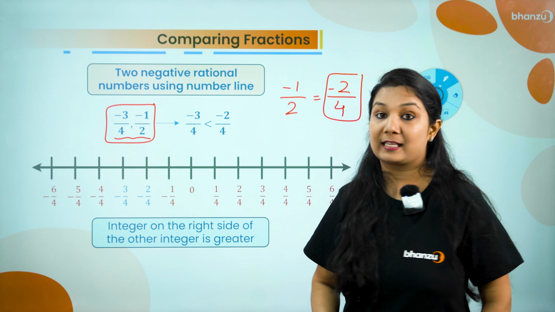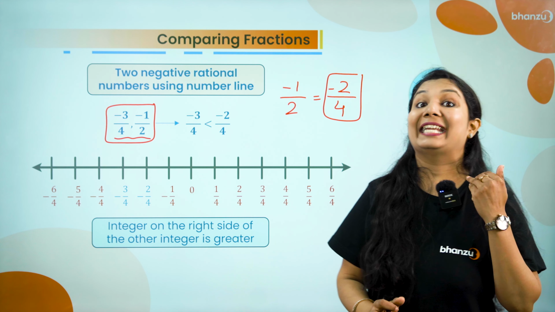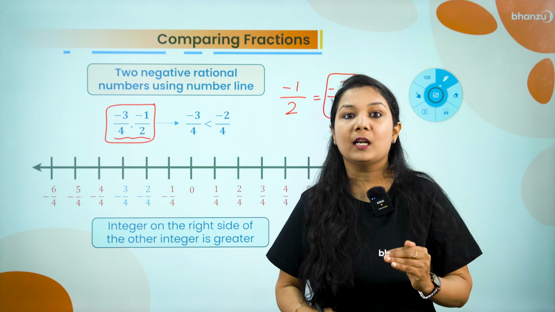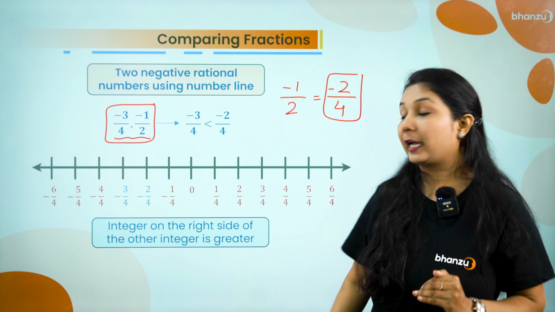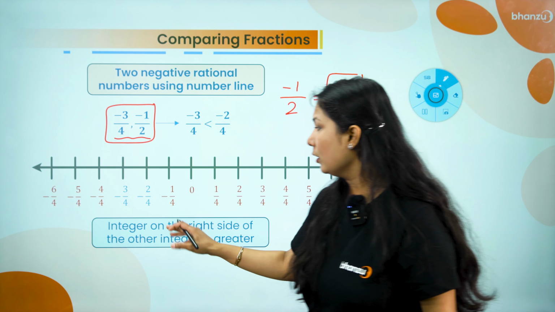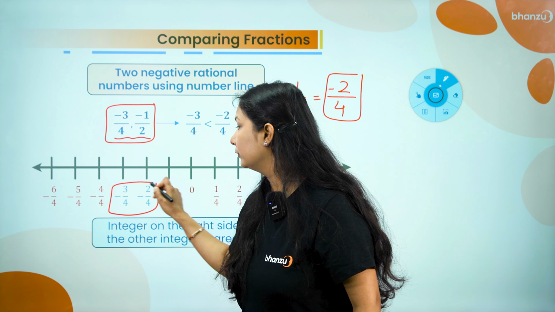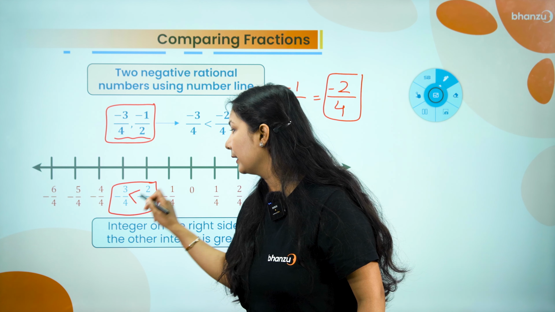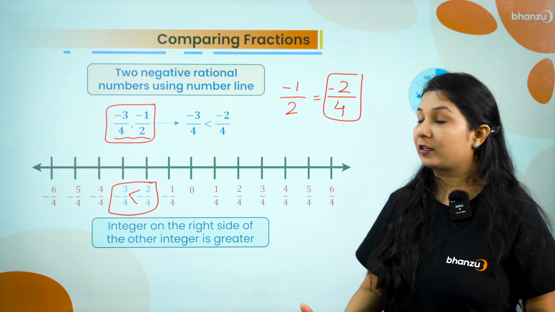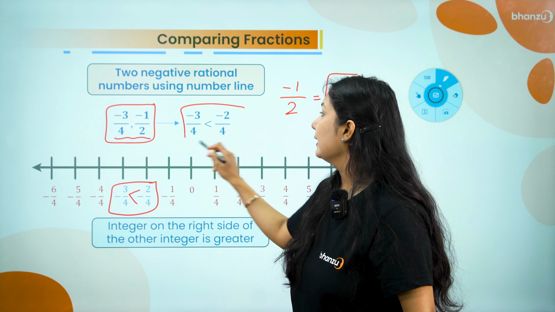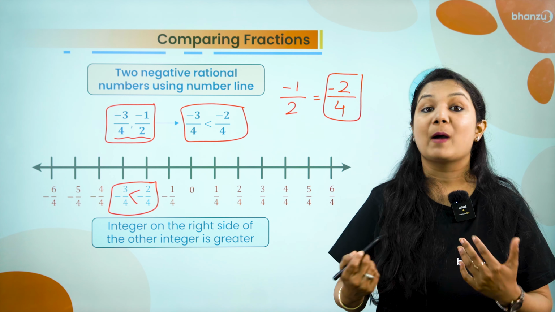Now the denominators are the same, and we know that in negative numbers, the smaller the number, the greater the value. And you can also see on the number line, the number on the right side of the number line is always greater than numbers on its left. So minus 2 by 4 is greater than minus 3 by 4.